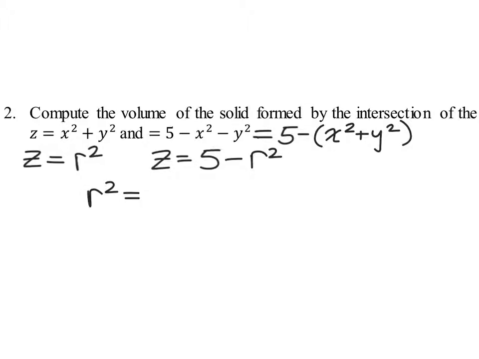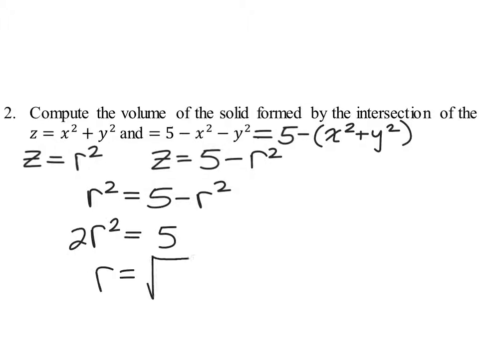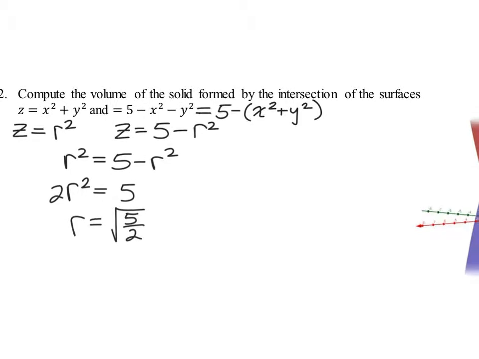Since they're both equal to z, they're both equal to each other, so we could say r squared is equal to 5 minus r squared. Add r squared to both sides and solve. Divide and take the root, and you get the square root of 5 over 2. With polar coordinates, we don't account for the negative because the negative is just talking about a direction.